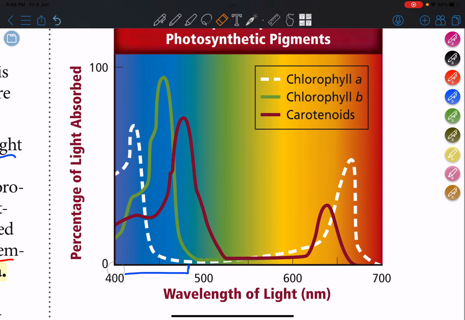I could say from around 400 to 500. Around right here. That is probably where the absorption mostly is. And we said it will reflect in the green regions, which is right here. Now I want to explain to you how to read this graph.